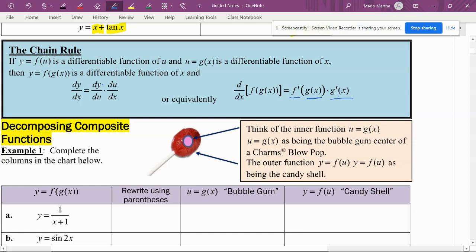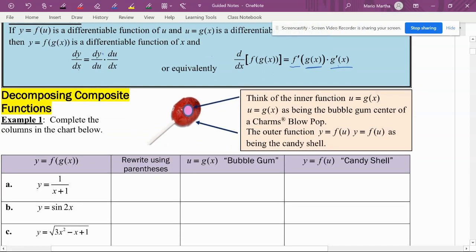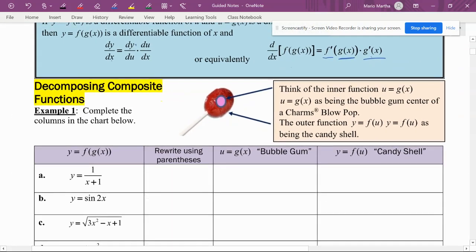So an easy way to remember is that you're working with layers. It's like in that Shrek movie: you have layers, like an onion, and you're peeling off those layers. Another way to look at it is to think of the inner function u equals g of x as being the bubblegum center of a Charms Blow Pop, and then the outer function y equals f of u as being the candy shell. There's an extra f of u in there.